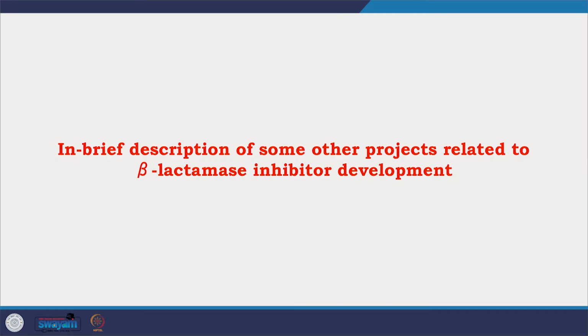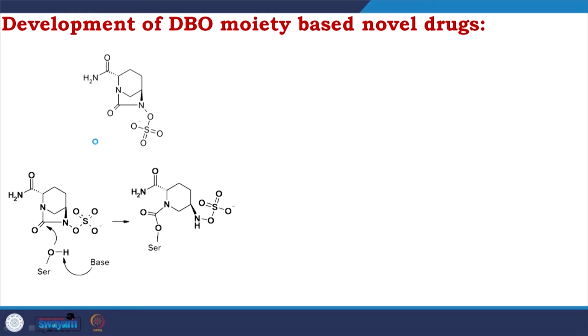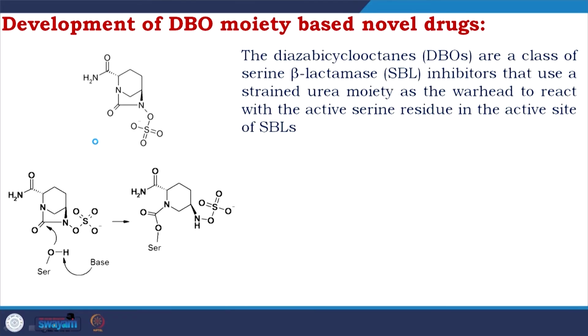So, a brief description of others, we work with DBO moieties. The DBOs, diaza bicyclooctanes, are a class of serine beta lactamase inhibitors that use a strained urea moiety, as you see here, as the warhead to react with the active serine residue in the active site of serine beta lactamases. Very interestingly, they are probably the very few non beta lactam working as beta lactamase inhibitor.